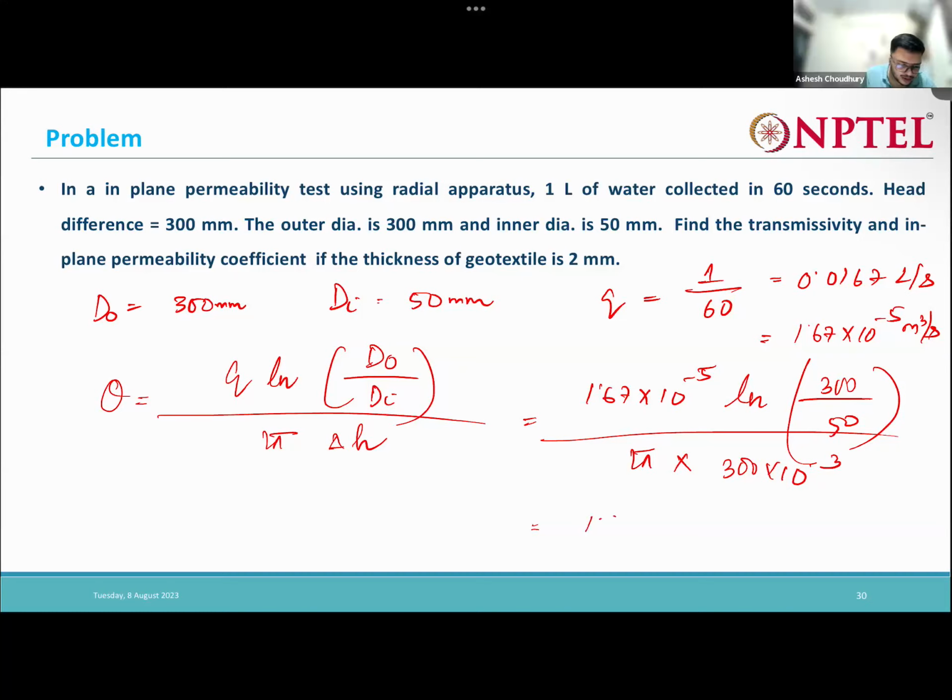This will be 1.5. Solve it again yourselves, and just check the answers. What will be the unit? What is the unit of transmissivity?